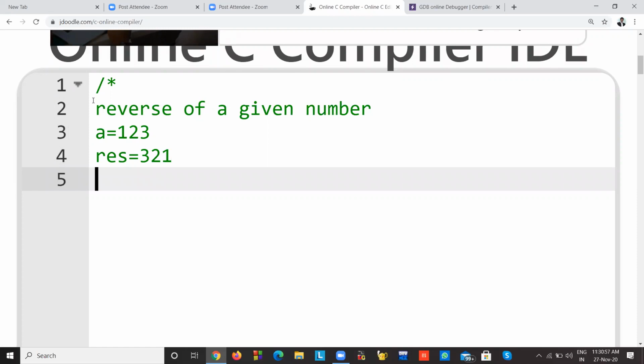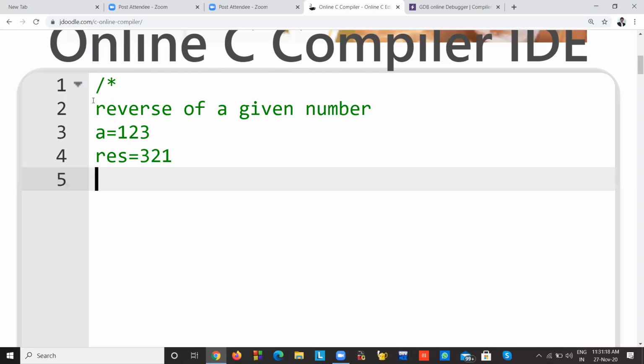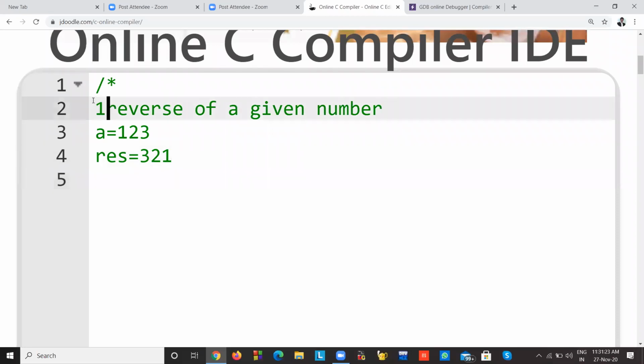Tomorrow, in the chat box, you please share the logic. I mean, either using while or for loop or do while. You just write the logic, not from the beginning, like #include and integer declaration and reading the variable. All these things are not required for me. I just need the logic to find the reverse of a given number. So that is one assignment for you.